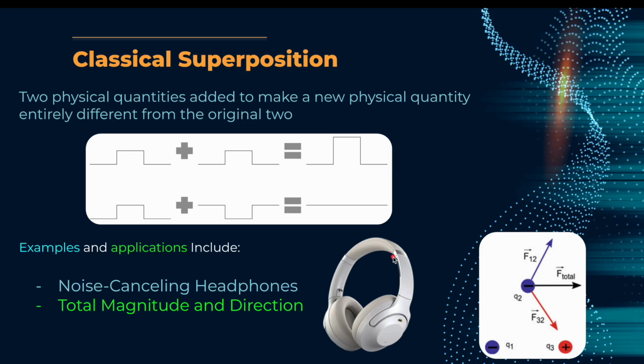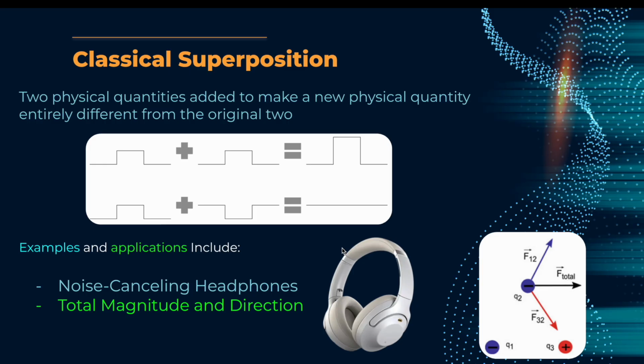So what's classical superposition? It's when you add two physical quantities to make a new physical quantity, which is completely different from the original two quantities. So take noise-canceling headphones, for example. They use superposition by creating sound waves with the same magnitude as the incoming sound wave, but completely out of phase, so it cancels the original incoming sound wave.